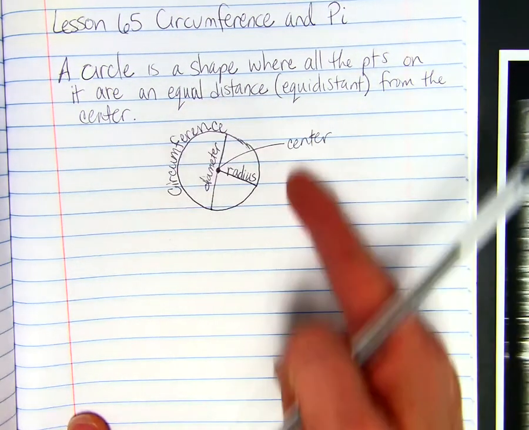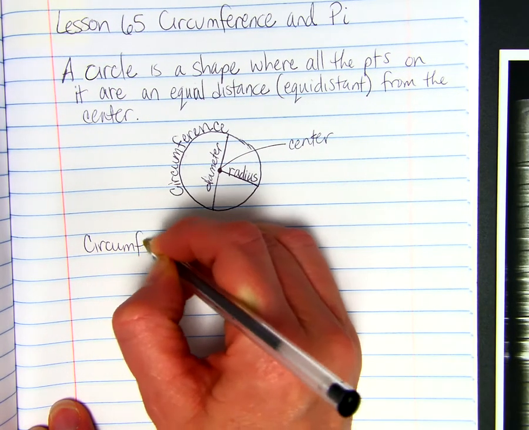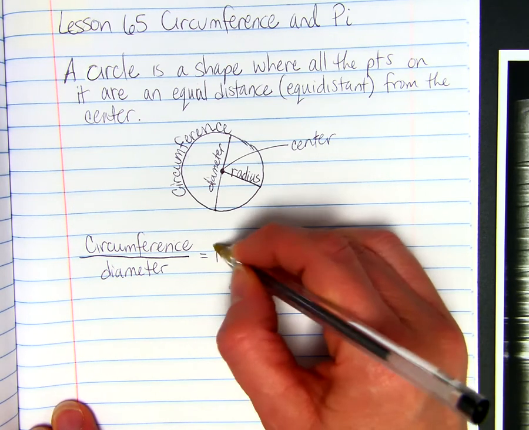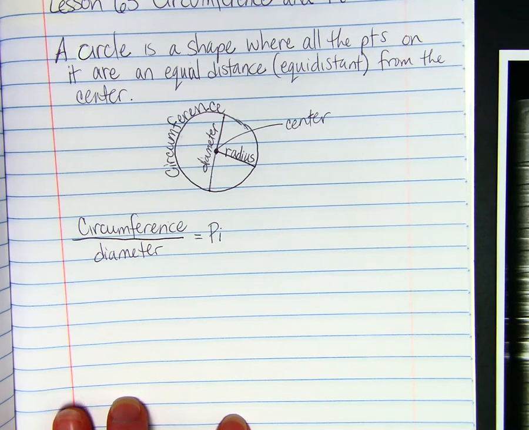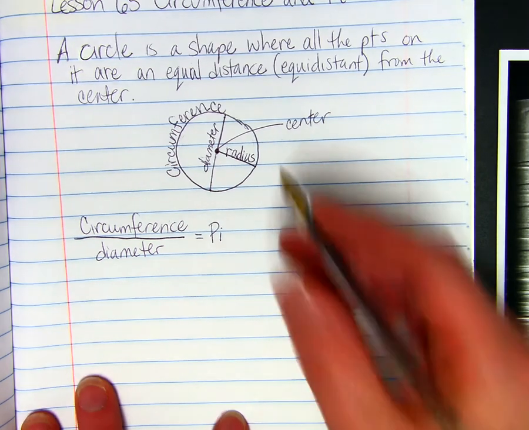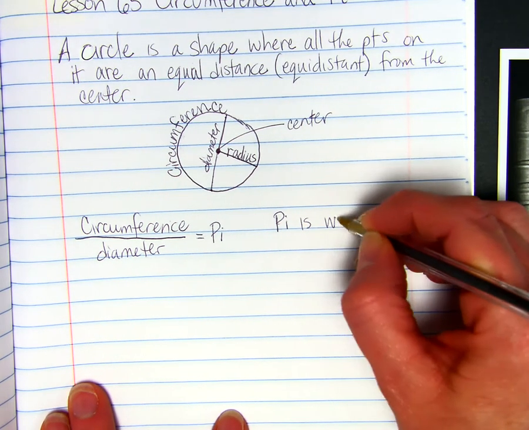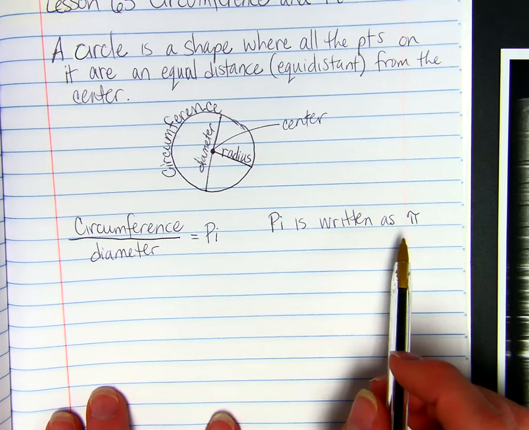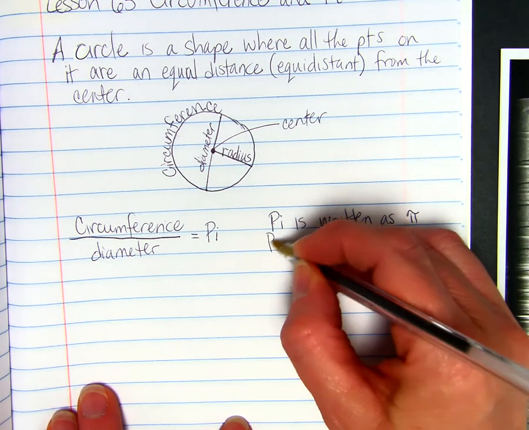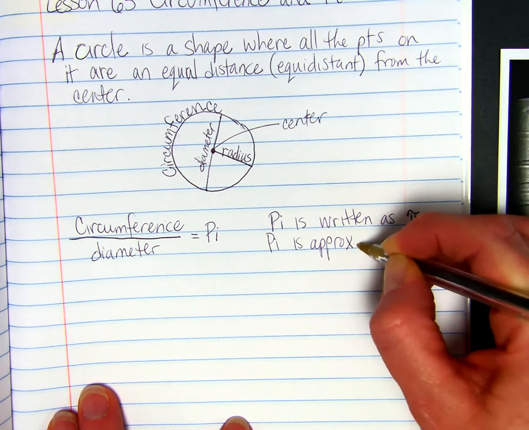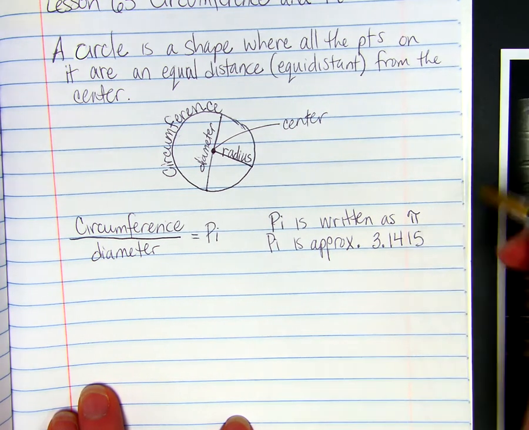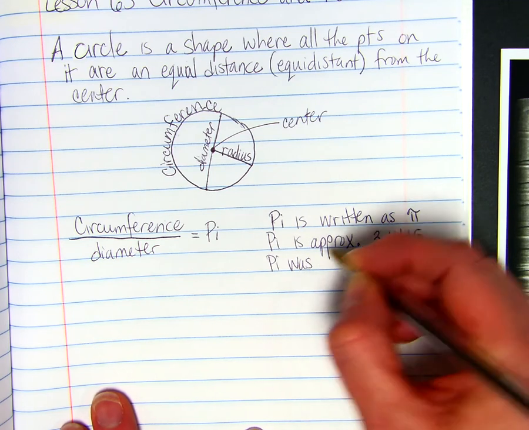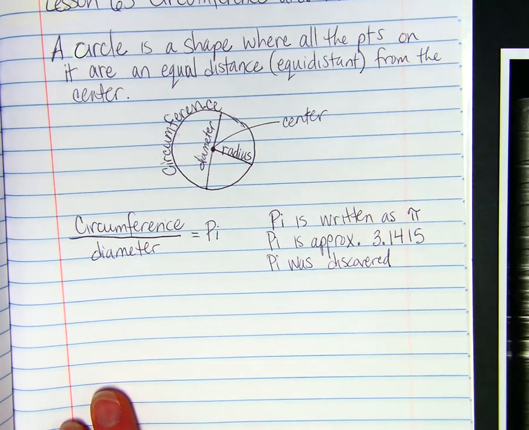If you take the length, circumference, of any circle and divide it by the diameter, you will always get the number pi for any circle. So pi is a number, and we write it as this Greek letter pi. This is a Greek letter. Pi is approximately 3.1415. The sign for pi is this Greek letter pi, and pi was discovered by the Greeks, hence the Greek letter.